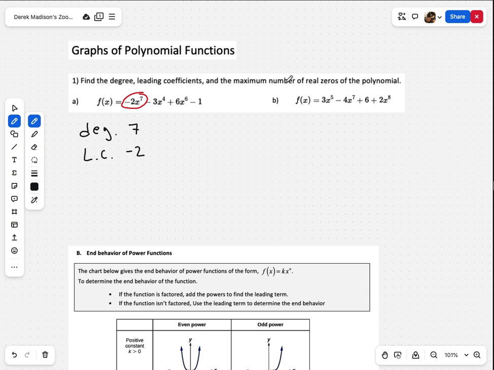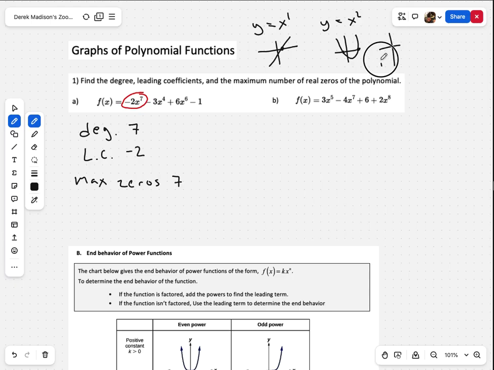And then what was the other one? Maximum number of zeros. So max zeros is going to be the same as the degree of the polynomial, which makes some sense. If I have y equals x, a linear function, which is to the first, at most I can have 1 zero. If I have y equals x squared, which is our parabola, at most I can have 2 zeros. For a cubic, it can have 3 zeros, and so forth. So max number of zeros matches the degree.